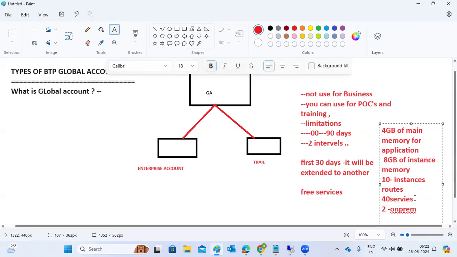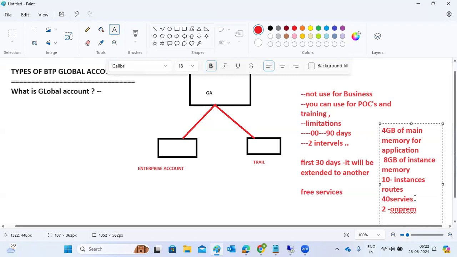It has only a 90-day license. You will get the trial account here. After the 90 days, your account will be deleted. If you don't use it in the first 30 days, your account will be suspended. Then after that, you need to extend your account. So that is the difference regarding the trial account.